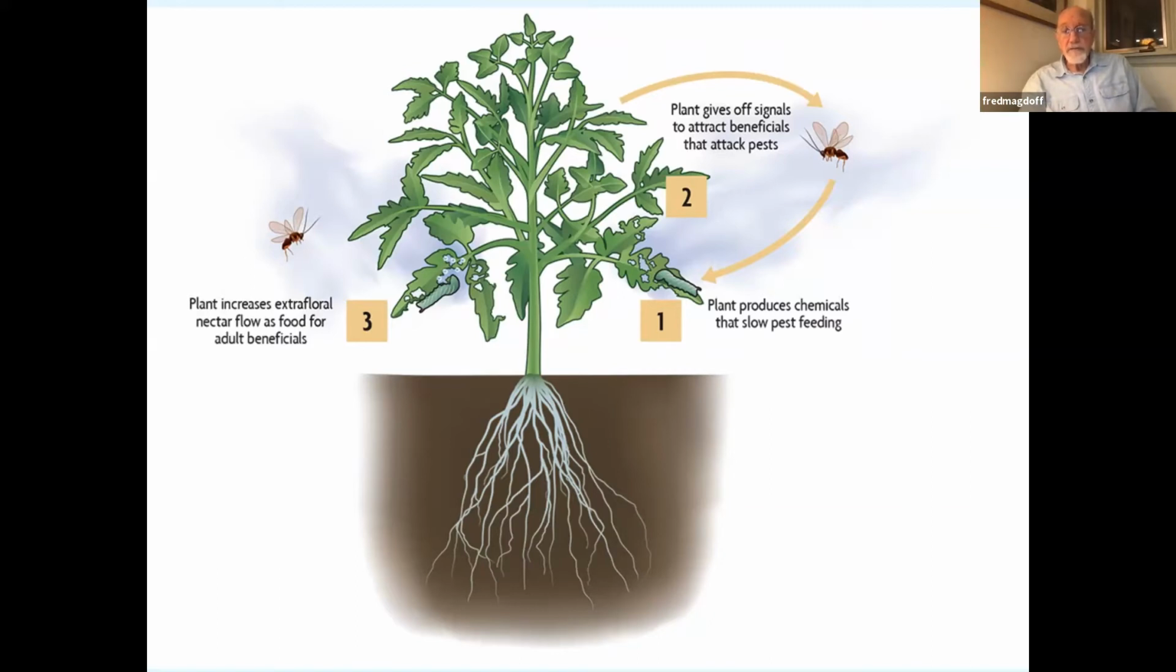But there's a third line of defense also. As the plant is being fed on, if you look by number 3, there's another caterpillar there, and you might see little droplets. There are supposed to be droplets there showing sugary substances that the plant produces. It's called extrafloral. It's not by the flower, but it's a nectar flow that beneficials can use. So the beneficial is actually getting a lot out of this relationship, this particular wasp. Go on to the next slide, please.